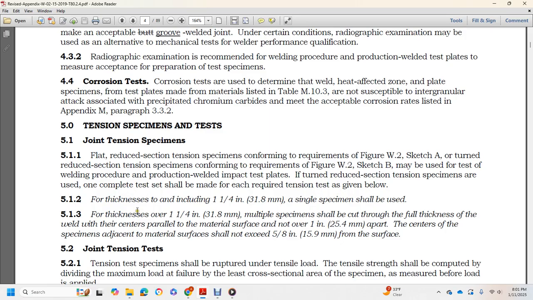For thickness 2 and including 1 1/4 inch, a single specimen shall be used. For thickness over 1 1/4 inch, multiple specimens shall be cut through the full thickness of the weld, with their centers parallel to the material surface and not over 1 inch apart. The centers of the specimens adjacent to the material surface should not exceed 5/8 of an inch from the surface.